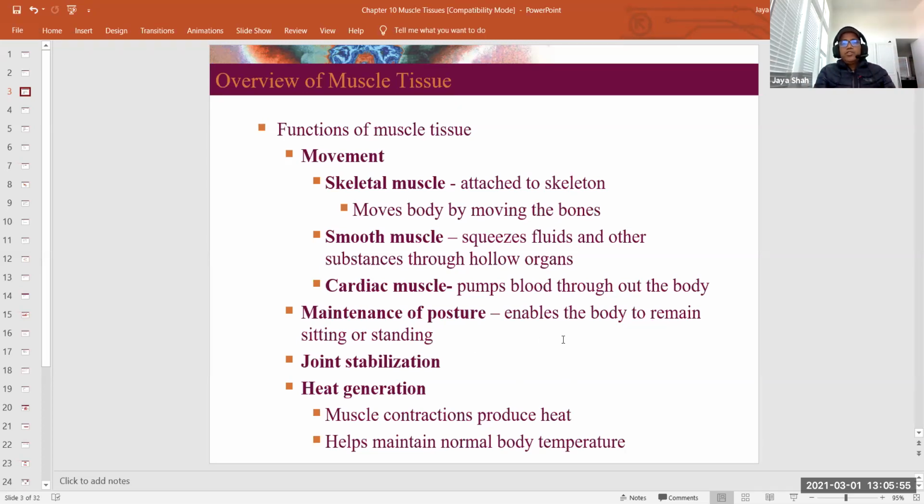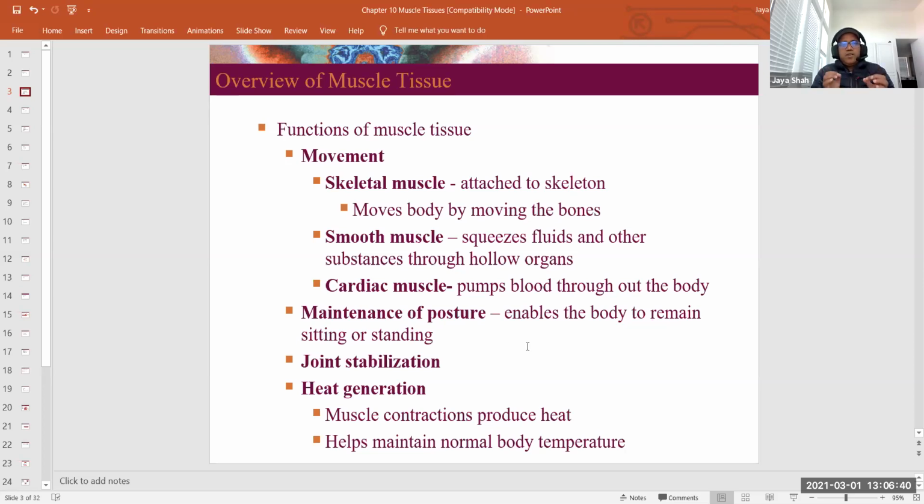Skeletal muscles maintain postures of your body, and that's why it enables the body to remain sitting or standing. When you are sitting now, your muscles are contracted, and that's why you are maintaining your posture. You are not contracting all the muscles. Some of the muscles are involuntarily contracted now. Joint stabilization. If there is no muscle, joints will be floppy. Due to the muscles crossing the joint and covered by other connective tissue, joints are stabilized by the skeletal muscle.